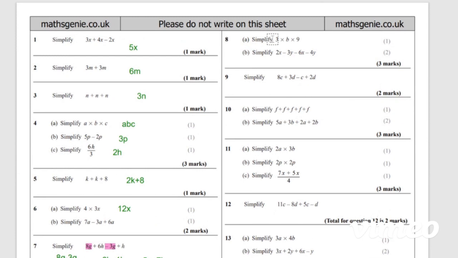Okay, so this question here, 3 times 9 is 27. And then, like I said, we need to sandwich our variable in at the end. So my answer is 27b.